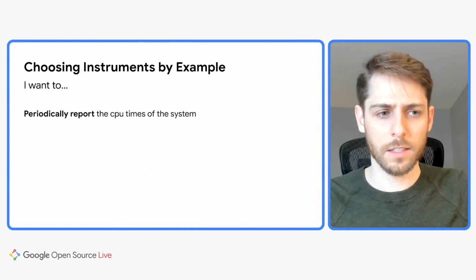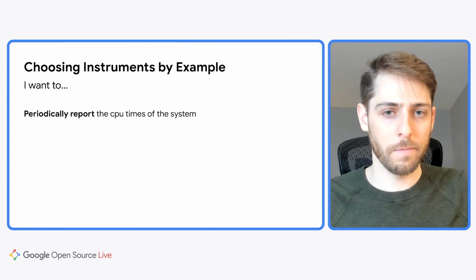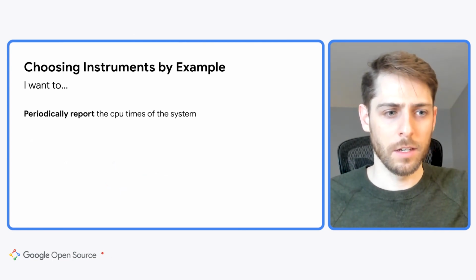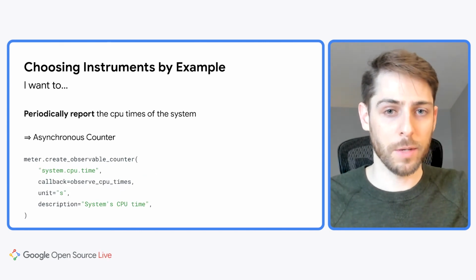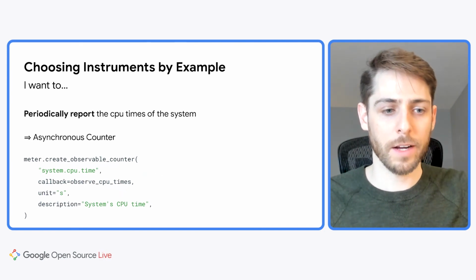Okay, I think this is the last example. We want to periodically report the CPU time of the system. So the CPU time is tracked by the OS. We should use an asynchronous counter so we can occasionally scrape or read the CPU time from the OS and report it with a callback.